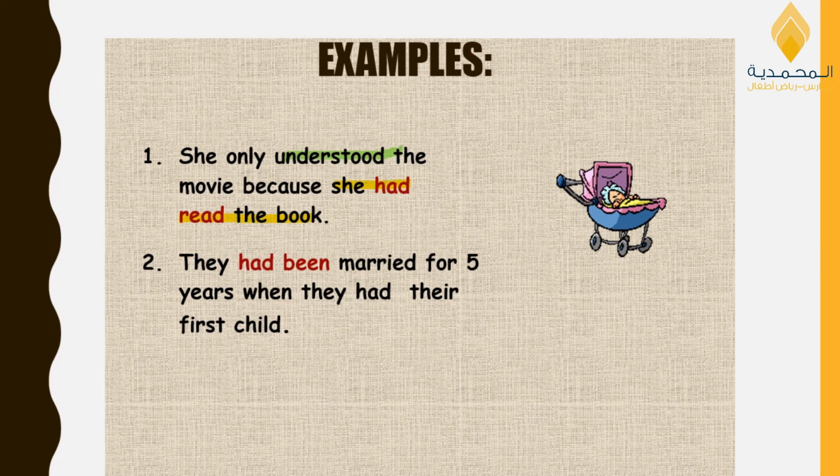So, what happened first? They had been married for 5 years and then they had their first child. So this is the second thing that happened, that they had their first child. And remember, sentences with when are usually followed by past simple.